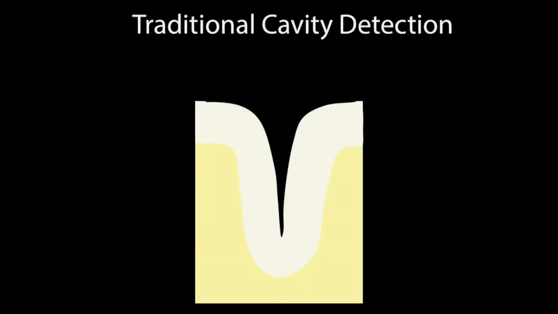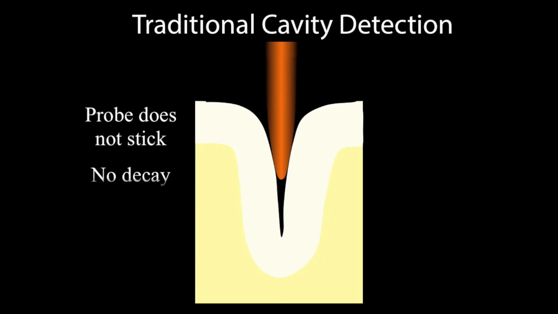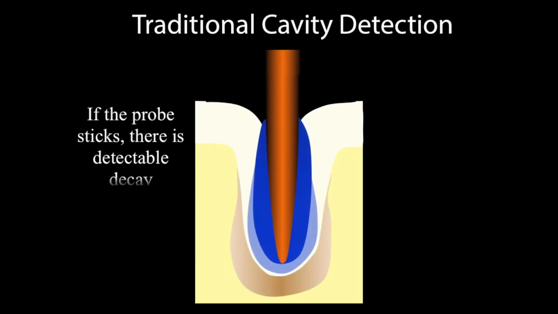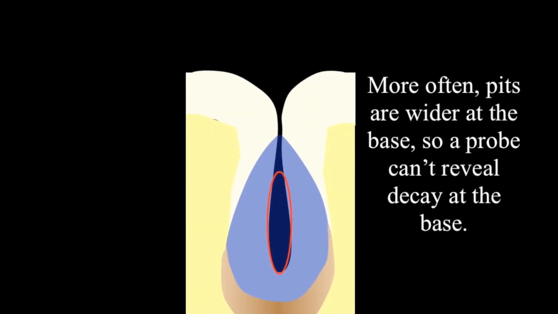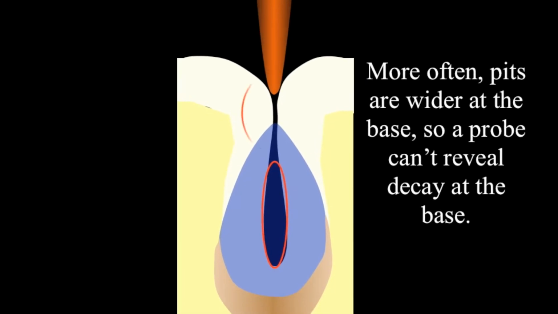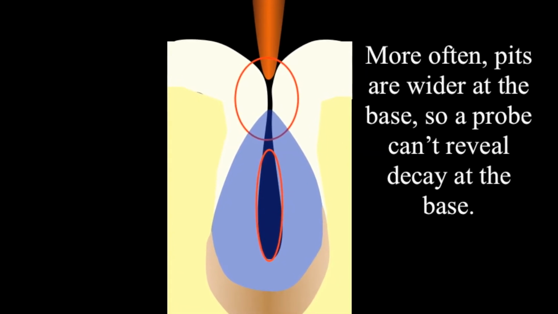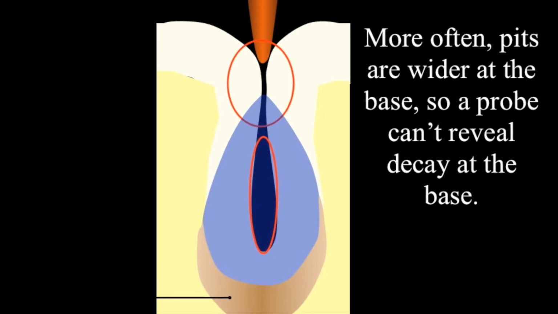Traditional decay detection has been called the poke and hope method. It relies solely on X-rays and a probe to detect decay in fissures. If nothing shows on X-rays and the probe does not stick, the doctor gives the all clear for decay. If the probe sticks, doctors usually diagnose decay. More often, fissures are wider at the base than the top. A probe can't get past the constricted top of the pit to detect decay at the base.